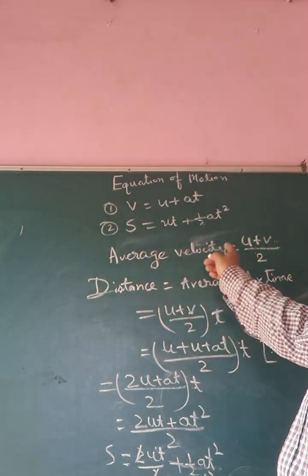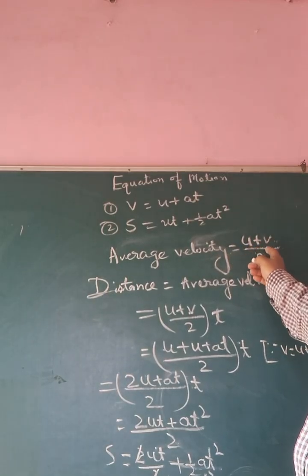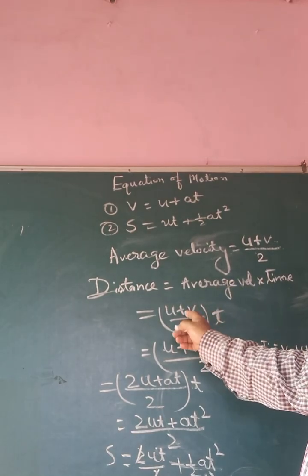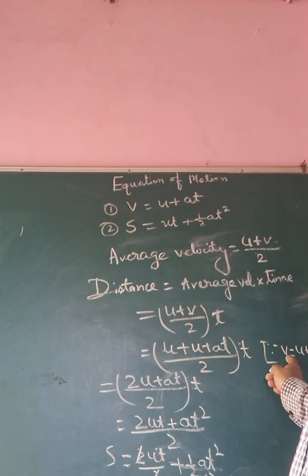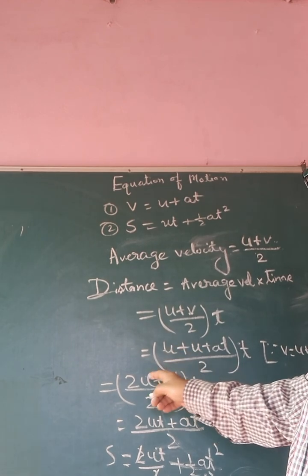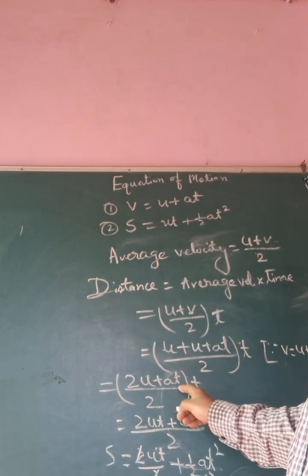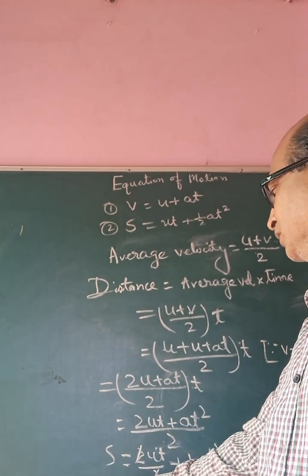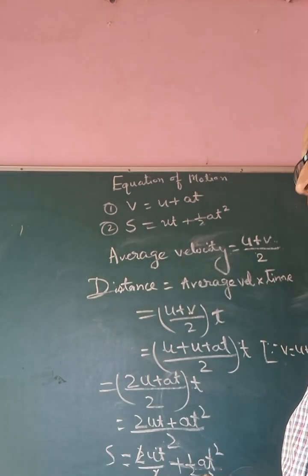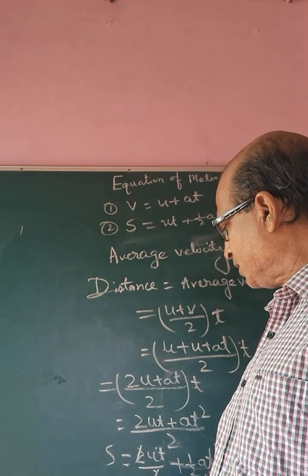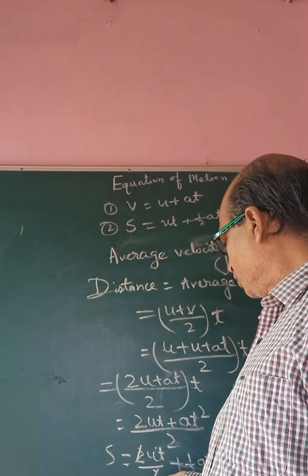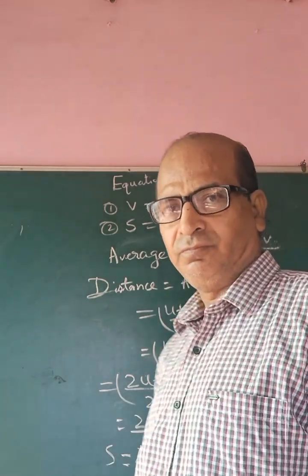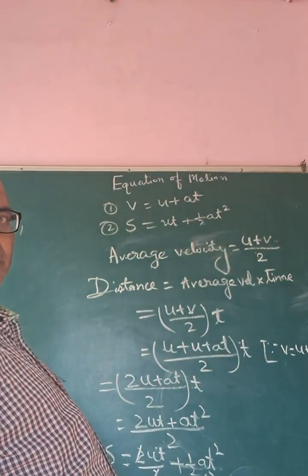Here average velocity is the sum of the initial and final velocity divided by 2. Distance, we know, is average velocity into time. Then putting the value of v from the first equation of motion, u plus u is equal to 2u, plus at into t, divided by 2. So separating into two parts, we get the equation s is equal to ut plus half at square, where s is the distance traveled by the body, u is the initial velocity, t is the time, a is the acceleration of the body. So take a screenshot, then we go to the third equation of motion.